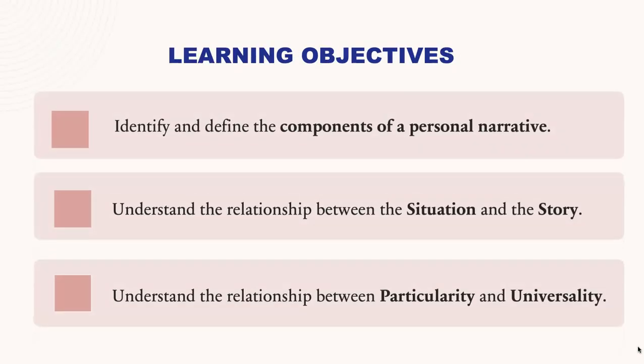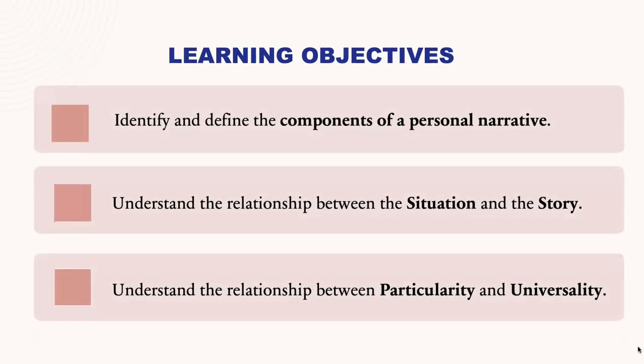Okay, what are the learning objectives of this lesson? Number one, identify and define the components of a narrative. Two, understand the relationship between the situation and the story. It's really key that you understand that, and we'll get into that in a minute. And then lastly, understand the relationship between particularity and universality. Key words there, particular and universal, root words of that, and we will get into that later.